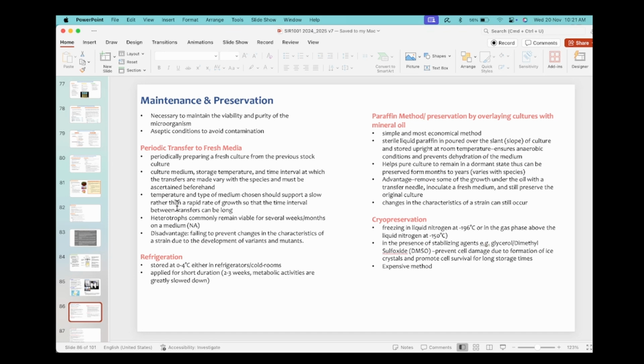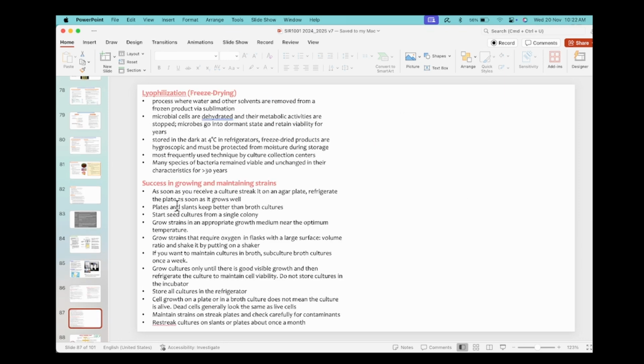Usually we do this in microfuge tubes. The liquid nitrogen is just for quick freezing. When you store it, you usually store it in an ultra-low freezer, minus 80 degrees Celsius. Then this can last for a few years. So this is cryopreservation. We add glycerol because it is a cryoprotectant. It helps to protect the cells during the freezing process. So the other one is freeze drying or lyophilization.